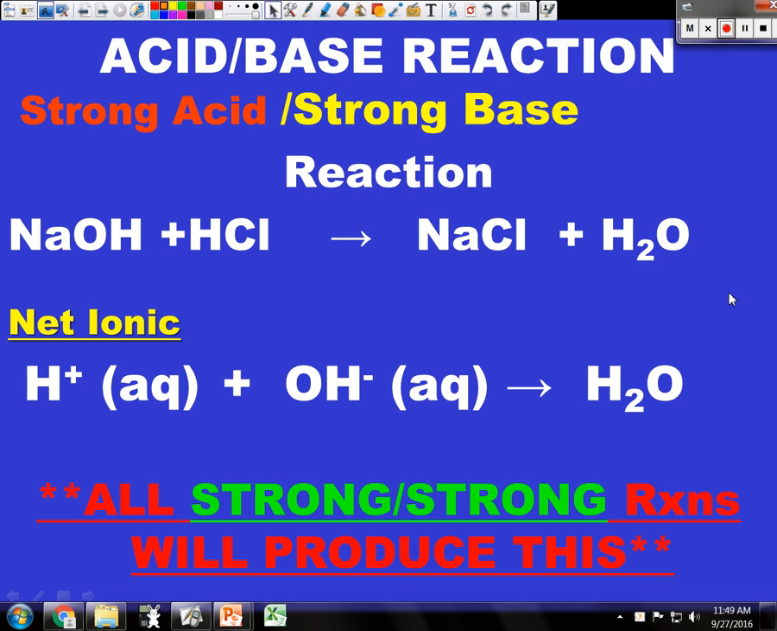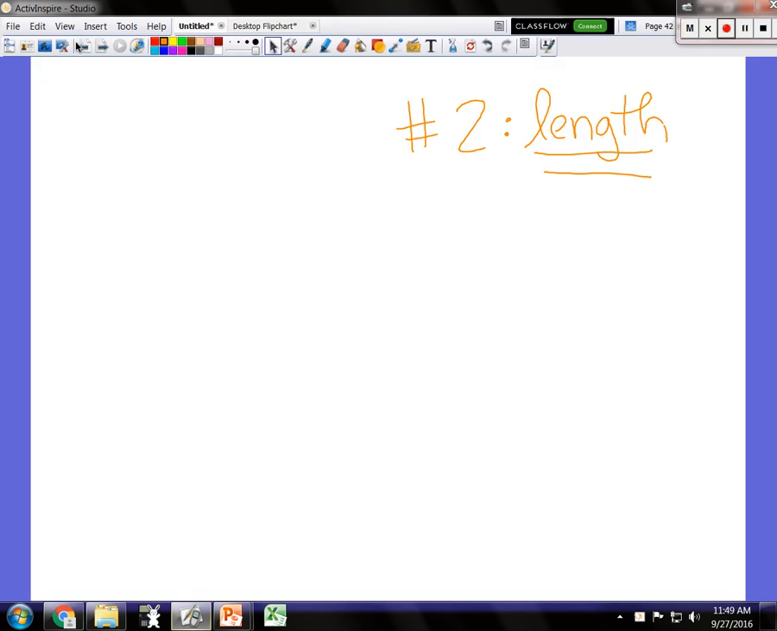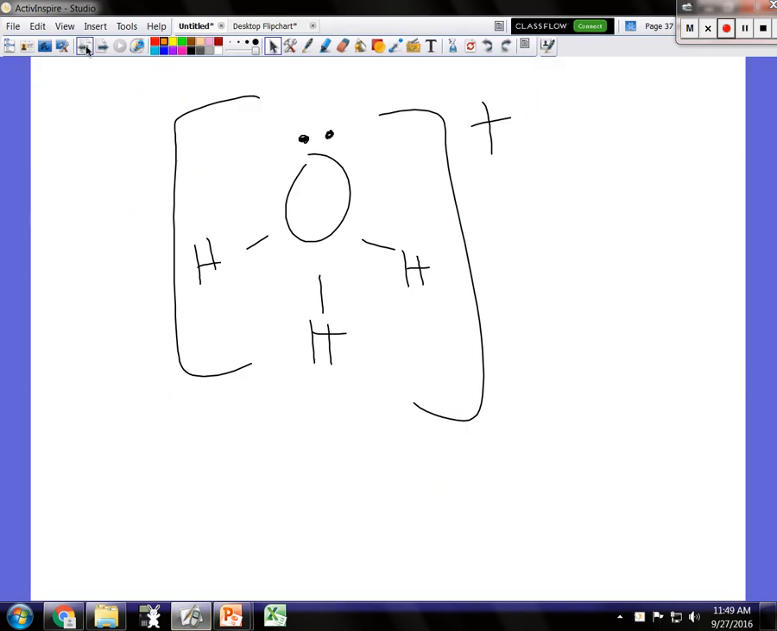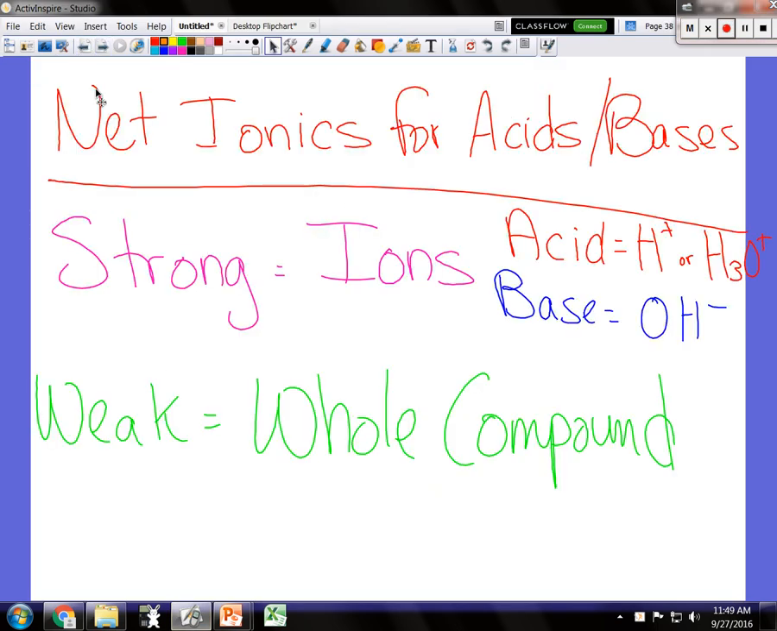Yesterday, this is where we finished. And again, you guys have seen all this. We talked about net ionics for acids and bases. If it's strong, you're going to write the ions. If it's an acid, you'll write the hydrogen or the hydronium. If it's a base, you'll write the hydroxide. Again, strong always wins, and we'll get into that a little bit later on. And then weak, you'll write the entire compound.